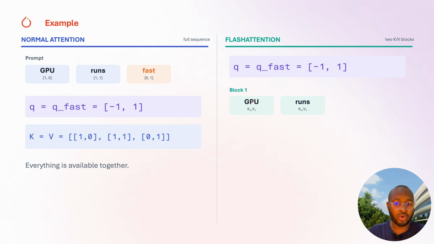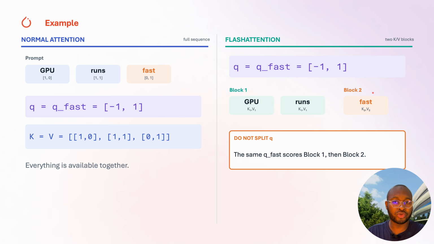We know that block 1 has two tokens, GPU and runs. Block 2 will have this fast token. For both block 1 and block 2, we are going to be using the same query. We are in block 1. Then later on we'll move to block 2 till we get the final output.